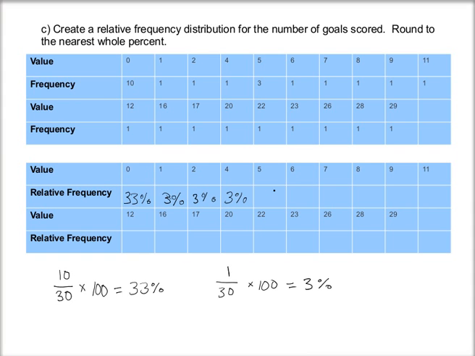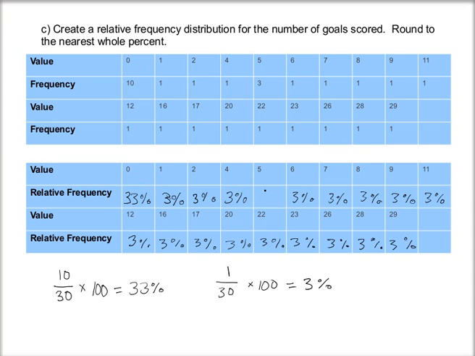For the value of 5, I have a 3, so I'm going to leave that blank for now and fill in all the rest of these. Everywhere else I see a 1, so I'll just fill in 3% for all of those. Alright, and once I've done that, I've only got one empty box to figure out.